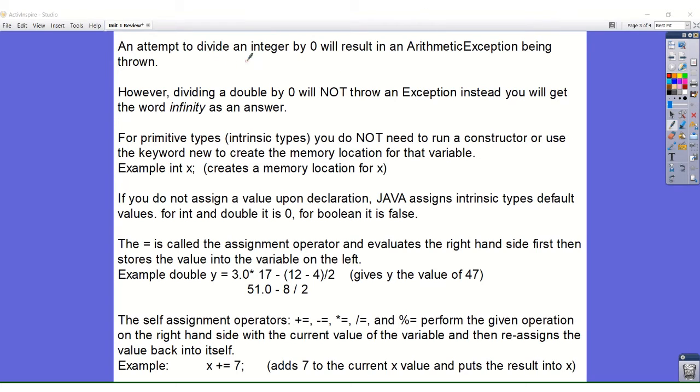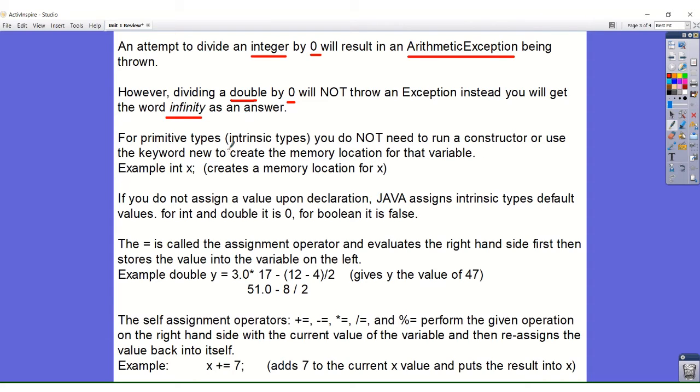If you attempt to divide an integer by 0, that's going to result in something called an arithmetic exception. We learned about exceptions in chapter 15. However, if you divide a double by 0, that is not going to throw an exception. Instead, you're going to get the word infinity as an answer, which is kind of weird, but that's what happens in Java.